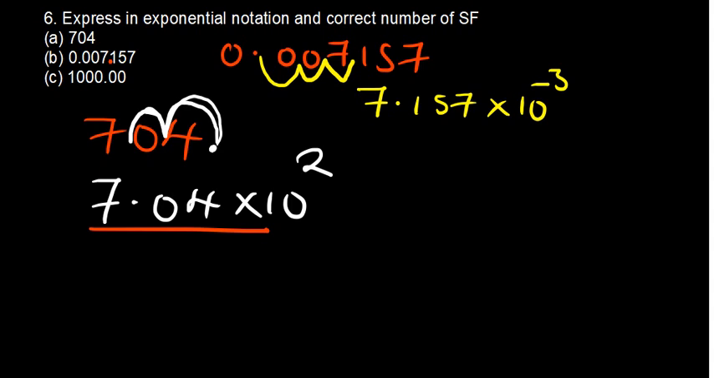So why negative? Because the number is basically small. We are moving from the left to the right. Unless we are moving from the right to the left, that's when we get to put a positive power.